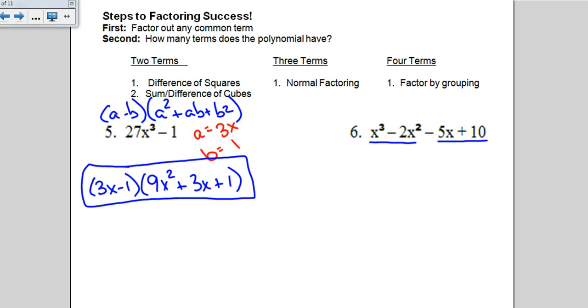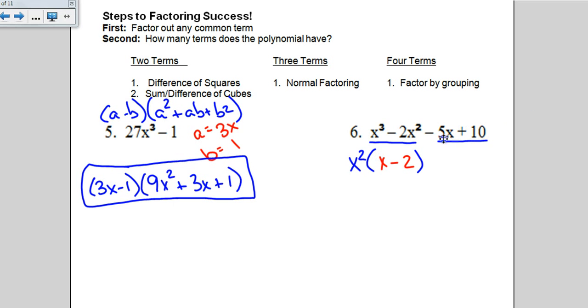So the first group, x to the third minus 2x squared, I have to factor out what's in common. So when I look at what's in common here, I think they have an x squared in common. And then when I factor out the x squared, you end up with x minus 2.